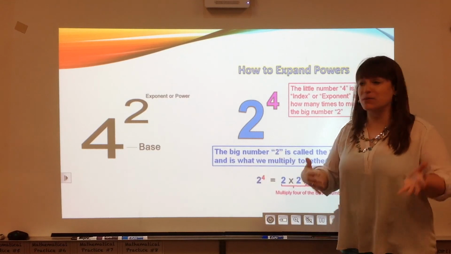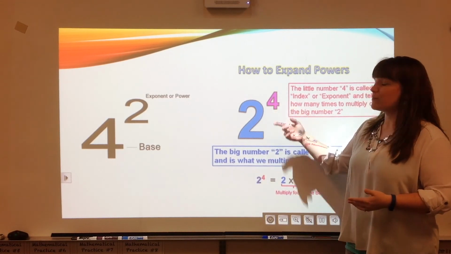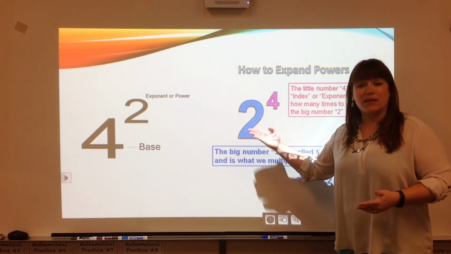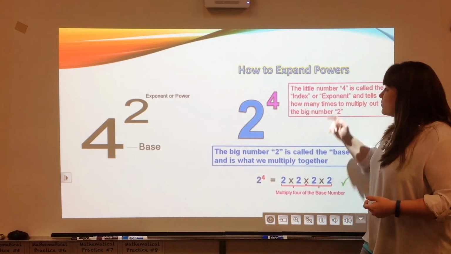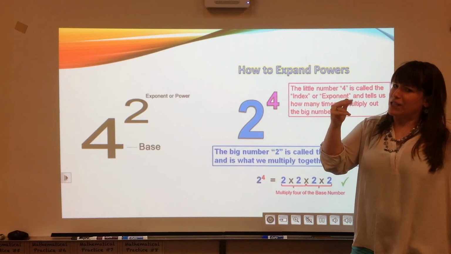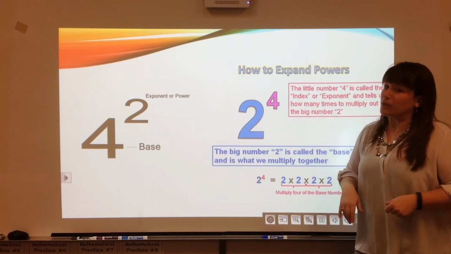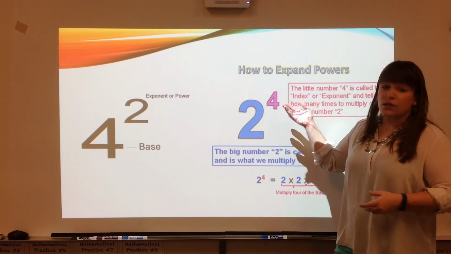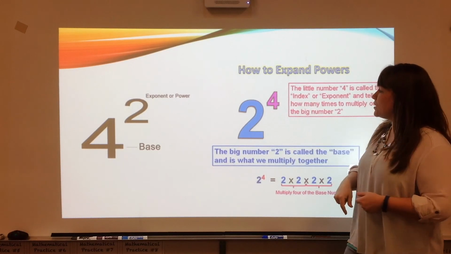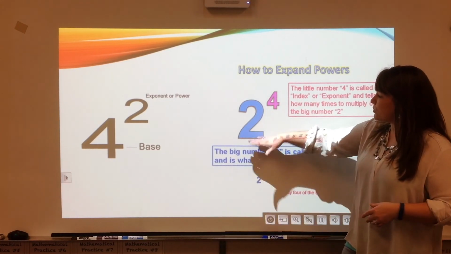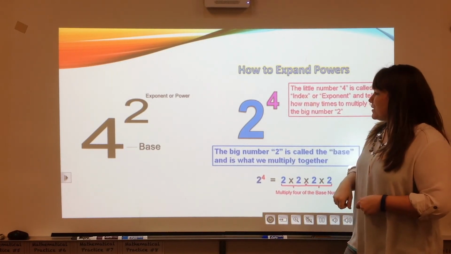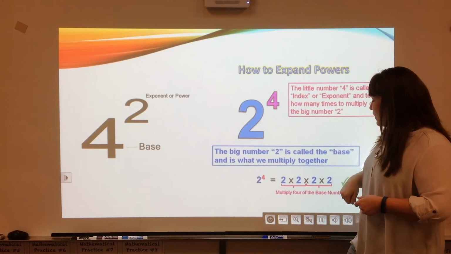How many times am I going to multiply this? This exponent tells us we're going to multiply the base 4 times. It could also be called the index, but I'm going to mainly refer to it as the exponent, or to the 4th power is the other way that we can read this. So 2 to the 4th power. There's no special way to read this other than 2 to the 4th power.